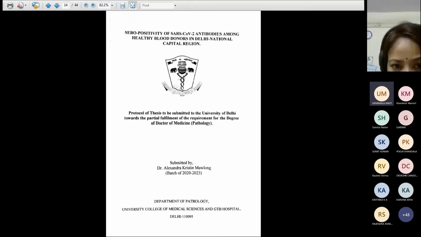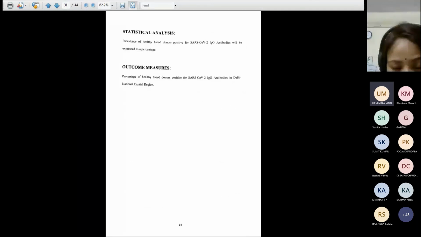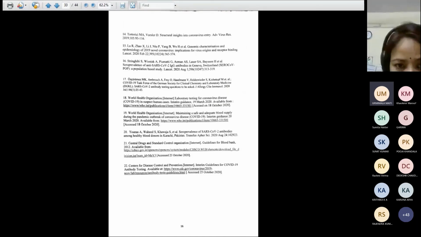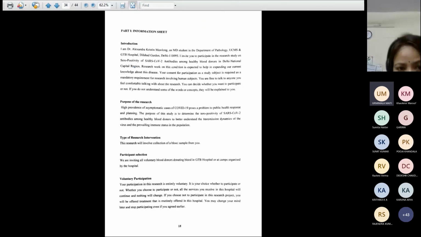This is the research proposal, so I will skip this. Then this is the PIS. You have a brief introduction of what you intend to do, the purpose of the research, the type of intervention, how you select the participants, and voluntary participation. When you go through this paragraph, you make the participant realize that participation in this research is entirely voluntary, and that it is entirely his or her decision.